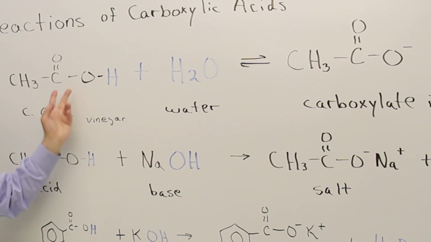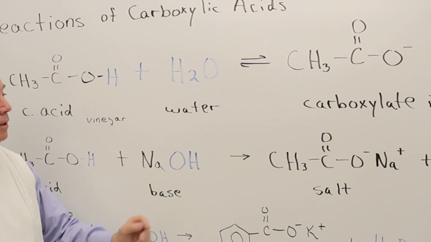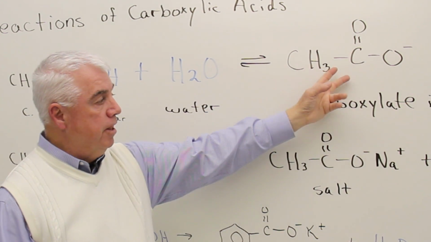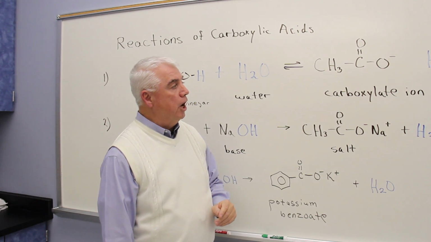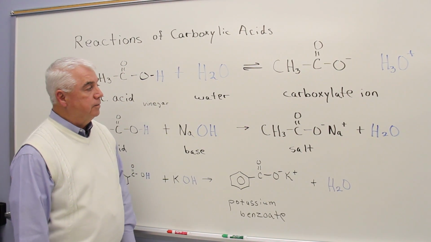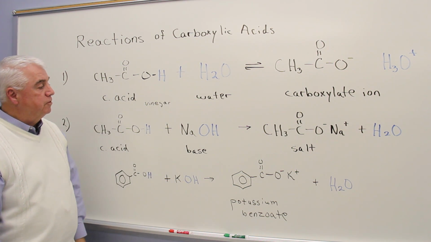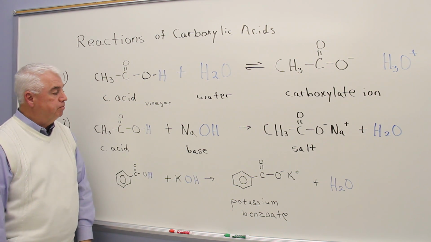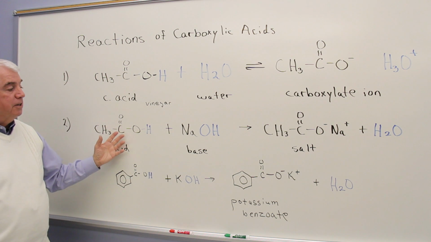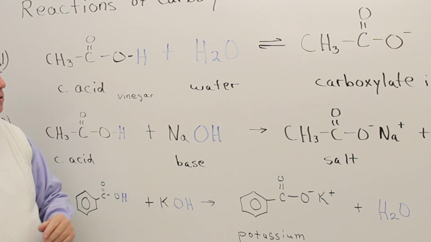So if we have acetic acid and water, the water is going to pick up the proton. We get an ion then, it's called the carboxylate ion, and H3O+ as the product. Simply dissolving an acid in water gives us that particular reaction. Because carboxylic acids are acidic, that means that they can react with bases.